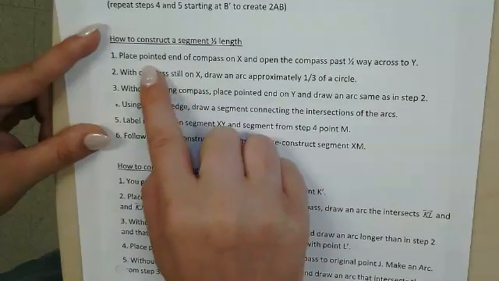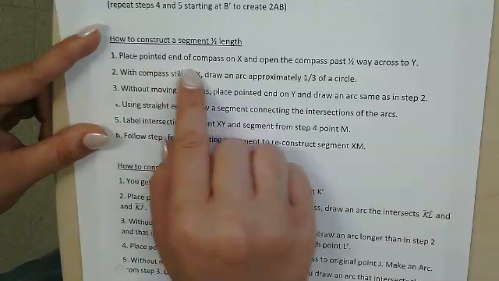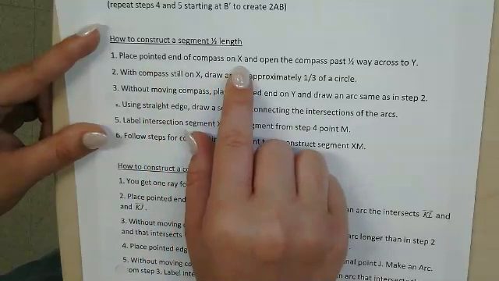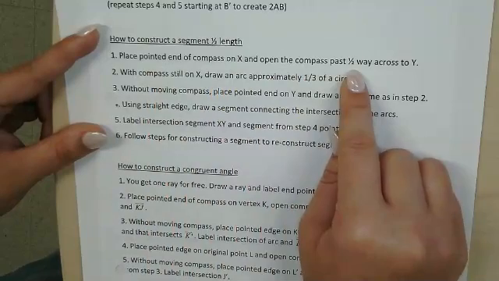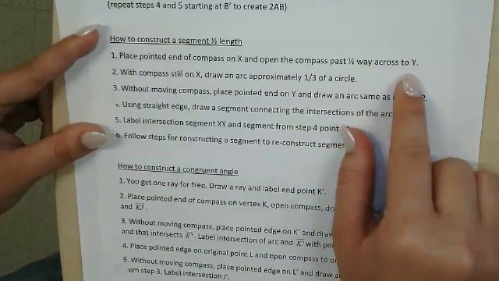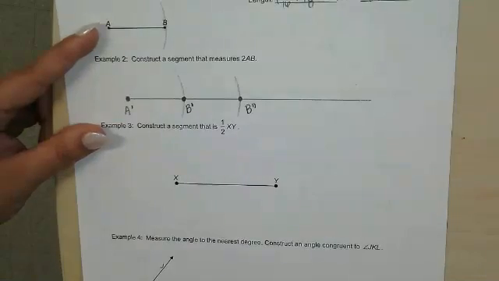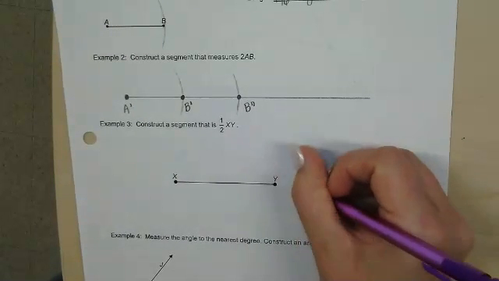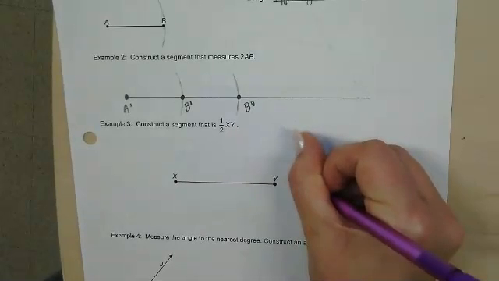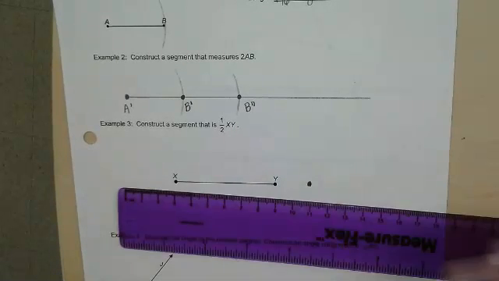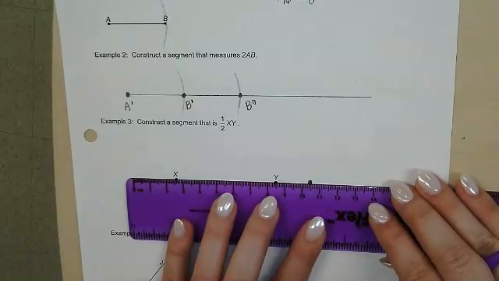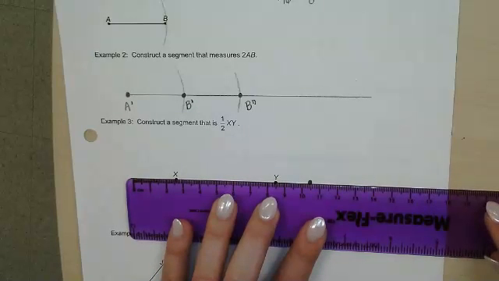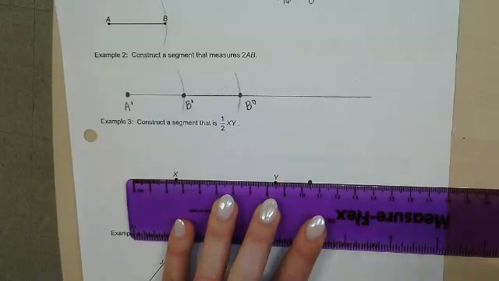Again, for step 1, we're going to place the pointed end of the compass on X and the open end of the compass halfway across XY. Now, you're going to end up recreating the same thing that we did on number 1. So before you do that, you're going to go ahead and put that free point, just like we did up above, and then take your straight edge and draw your line a little longer than what you think it will be. Remember, you're making this half the length of the one that's already there, so it doesn't need to be super long.